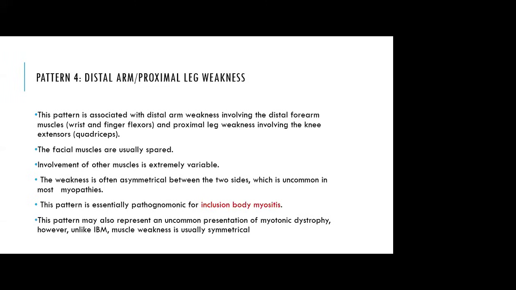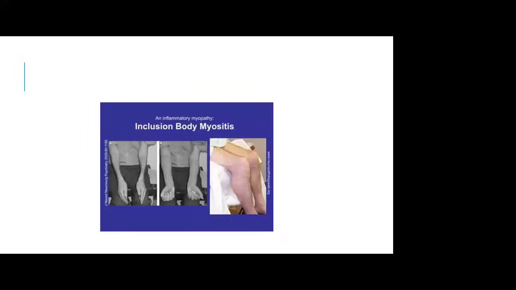However, it may also represent an uncommon presentation of myotonic dystrophy. However, unlike in IBM, the muscle weakness is usually symmetrical. So IBM will usually be an asymmetrical presentation. So this is the picture showing the distal arm, the forearm being wasted, and the quadriceps being atrophied here.